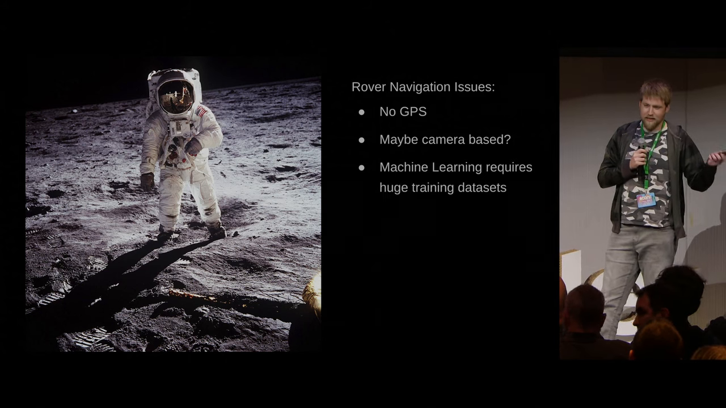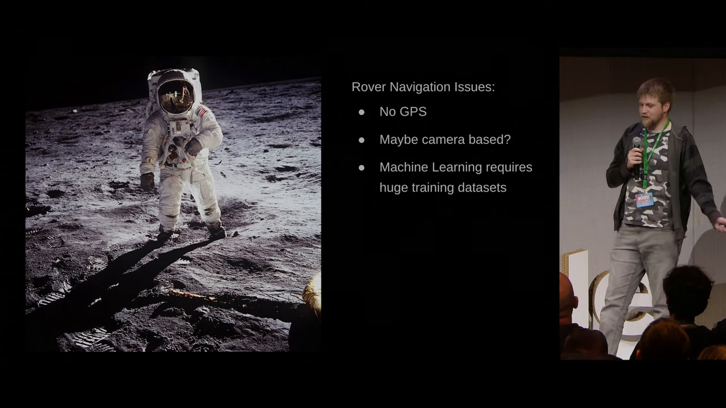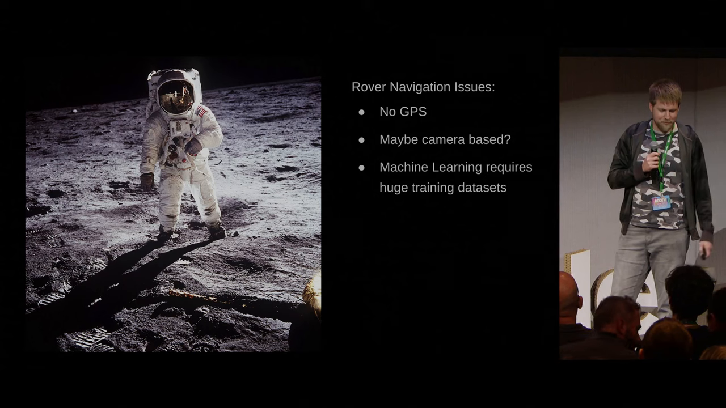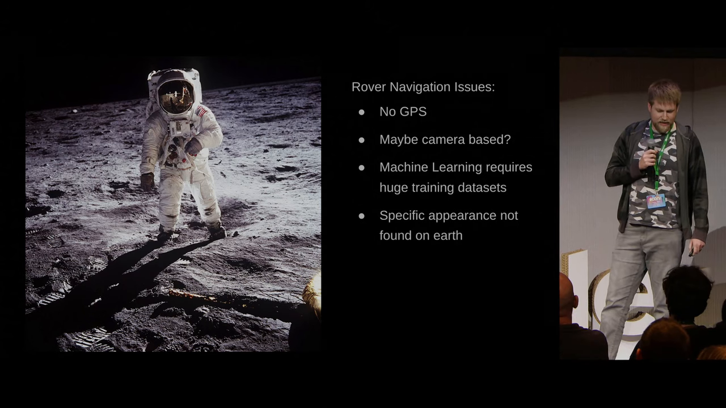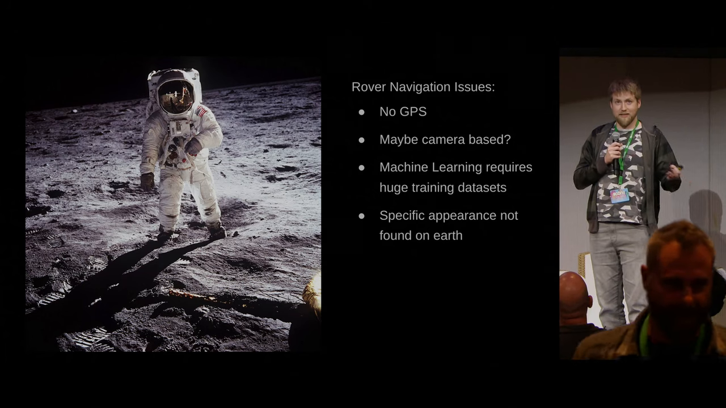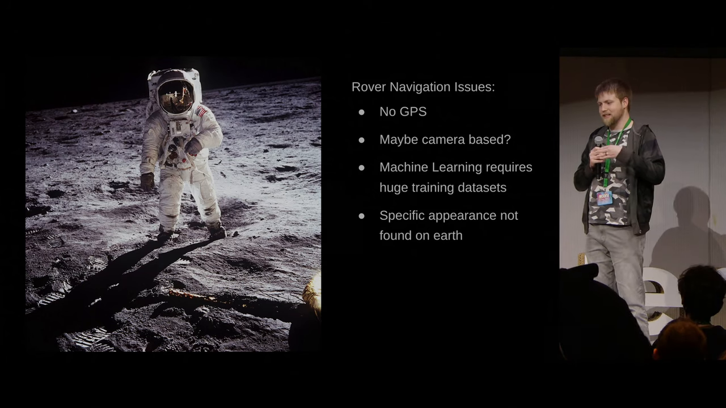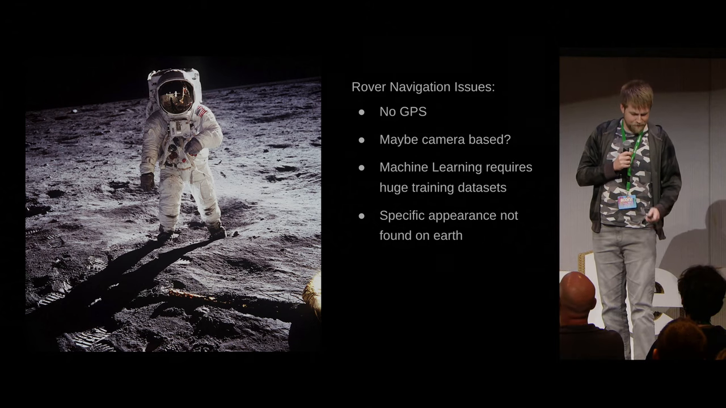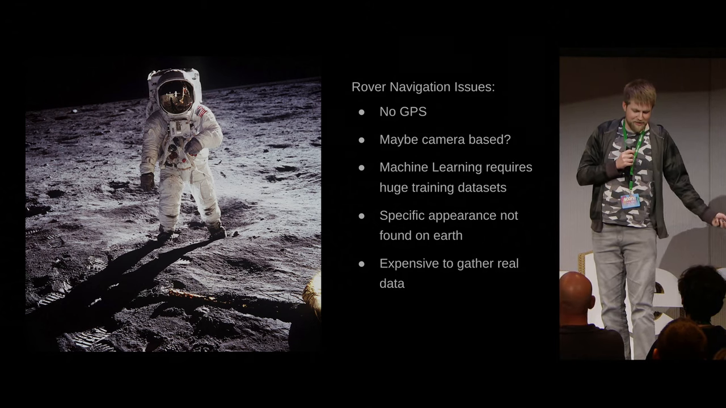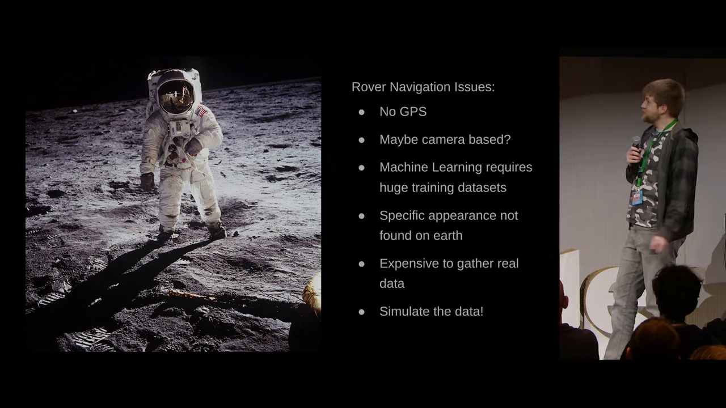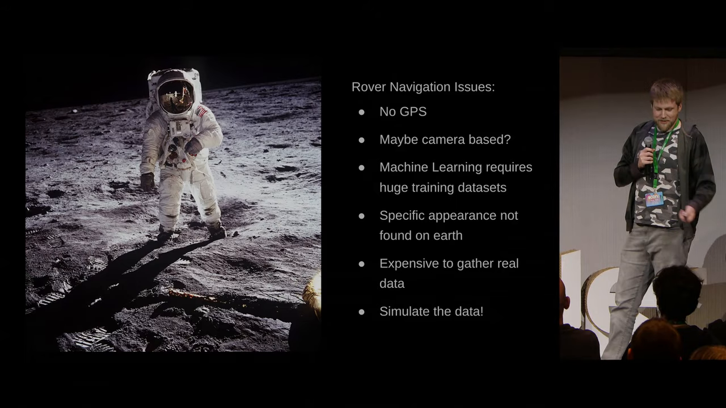But image-based navigation requires a lot of data to train those algorithms to be able to figure out how to move around. And the moon doesn't actually look like the Earth, unfortunately. So there's no atmosphere, so you don't have a sky. There's not a lot of fill light. You have the bright sun, and your shadows are very dark. Obviously, it's expensive to go there and gather the data. So unfortunately, we have to simulate the data, which is where I come in.